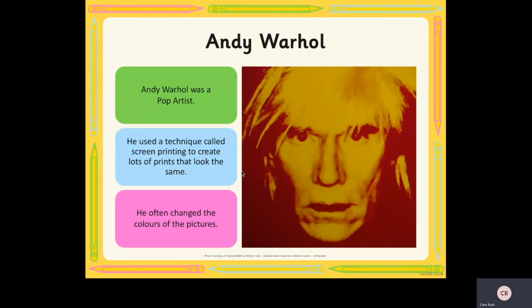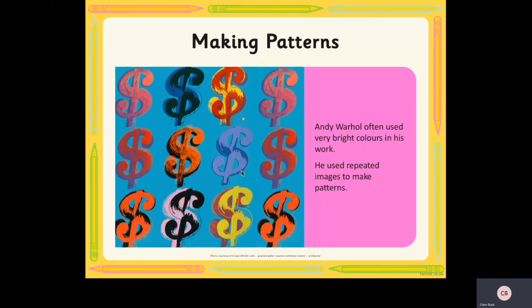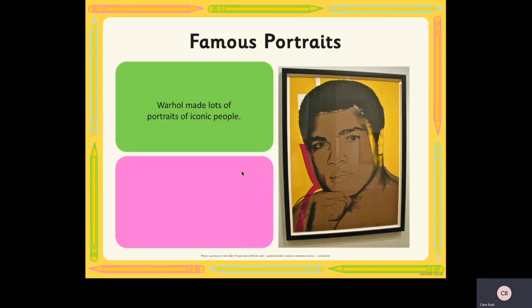From the video, you should have learned that Andy Warhol was a pop artist, and he used a technique called screen printing to create lots of prints that looked the same, but he would then change the colours of each one so they look slightly different. He would use very bright colours in his work and repeated images to make patterns. Quite often it was just one simple image, repeated with different colours. It's very effective. He made lots of portraits of iconic people, so very famous, well-known people.